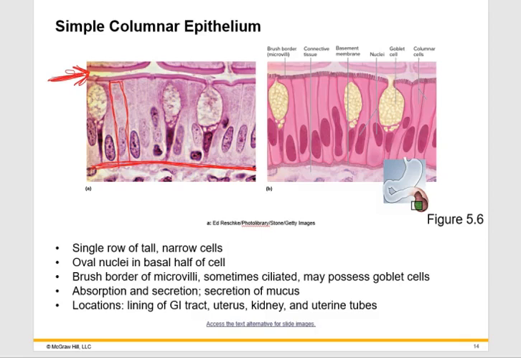We find simple columnar epithelium in the GI tract, uterus. Notice that simple columnar epithelium very often is ciliated. Sometimes we even see the microvilli. What this can do is help you look for some type of structure near the apical surface. So in this picture, this is showing you intestinal simple columnar, so those would be microvilli.